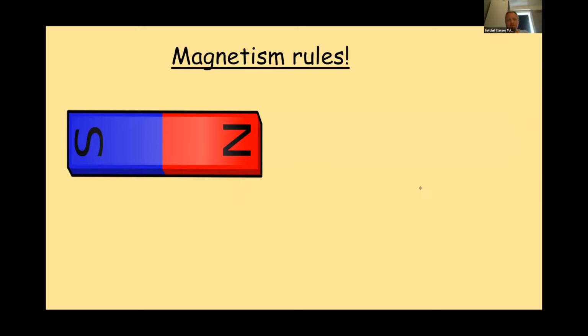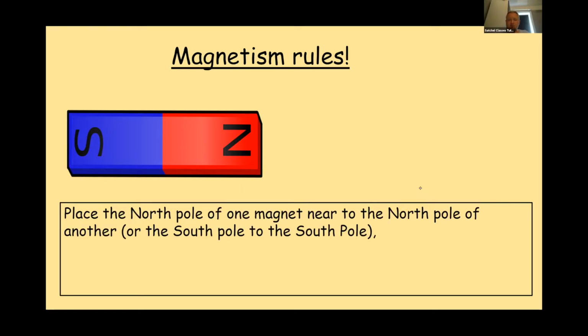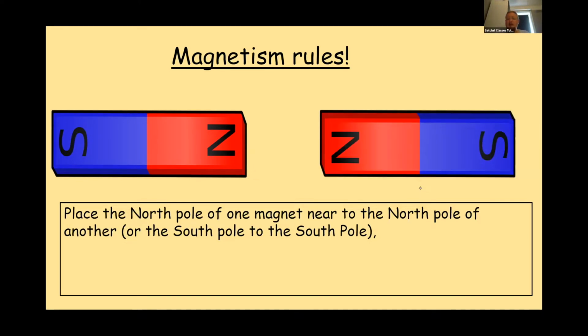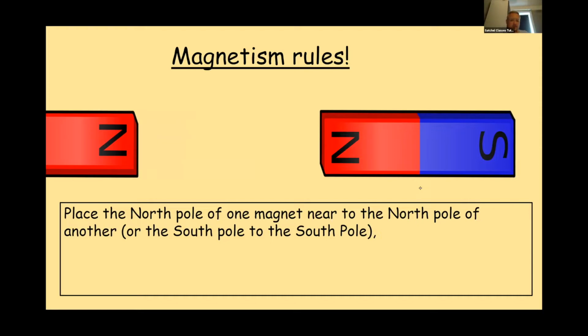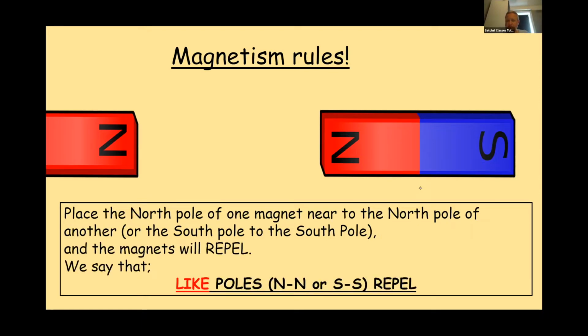Next rule. Place the north pole of one magnet near to the north pole of another, or the south pole next to the south pole of another, and the magnets repel. One pushes away from the other. We say that like poles, north to north or south to south, repel. And these two rules are pretty important.